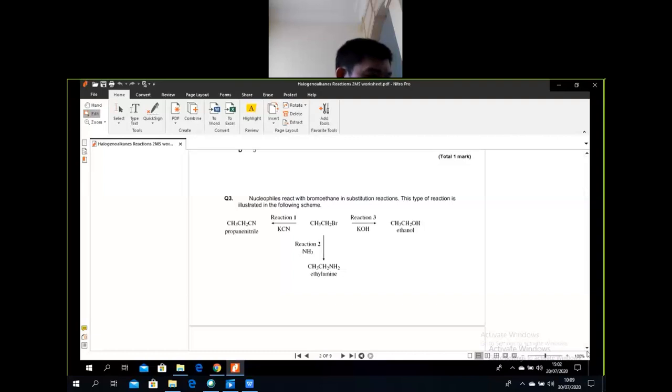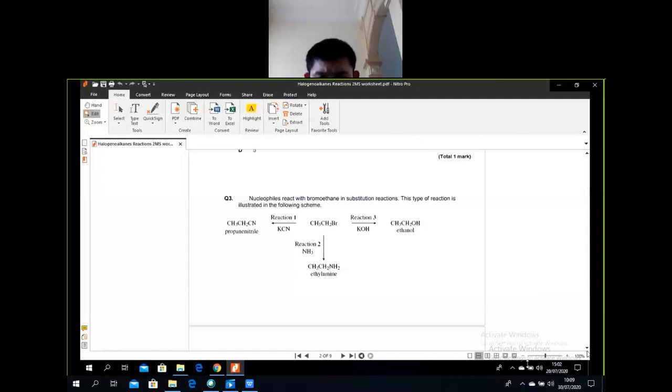This one, halogenoalkane reacts with potassium hydroxide to become ethanol, which is a nucleophilic substitution. And then for reaction 2, it is also a nucleophilic substitution because the bromine is displaced by the presence of NH3.